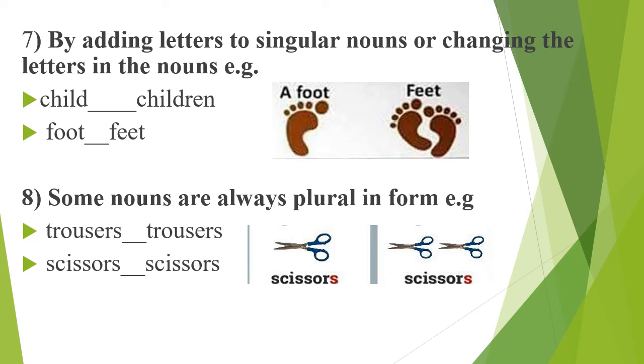The next point is that some nouns are always used in plural form. They do not have any singular form. For example, trousers, scissors, spectacles, etc.